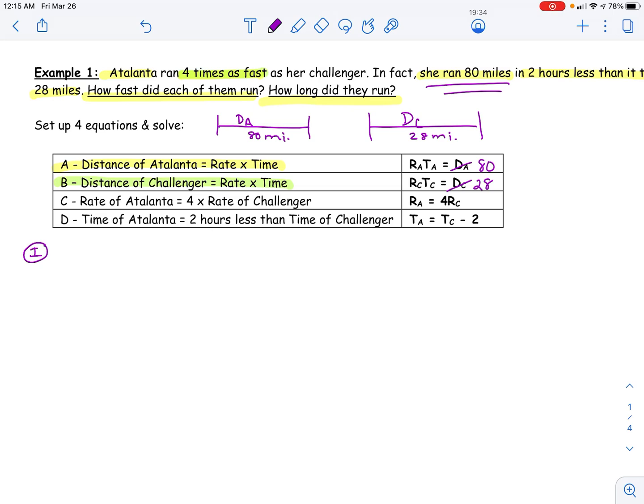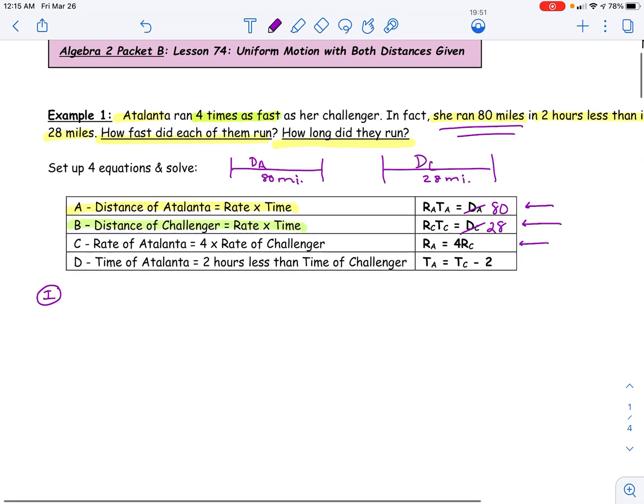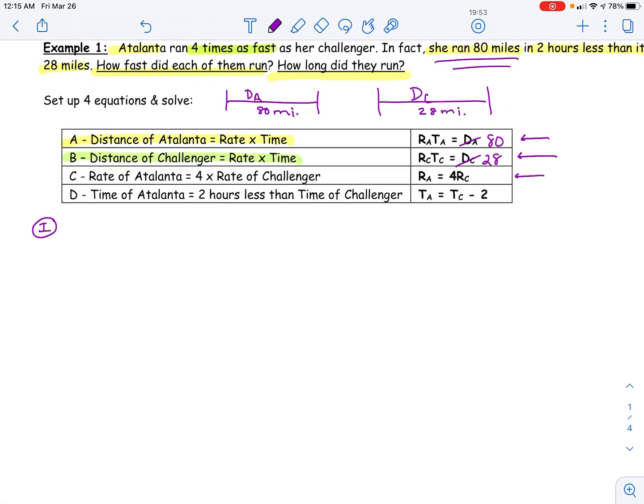We're going to figure out which one of these is going to be our base equation. Should we choose, look up here at A and B, should we choose this one or should we choose this one? Well, let's look at the third equation C. I have RA equals 4 times RC. So I'm going to go back up and use equation A because I can plug in this value, can be plugged in right here.